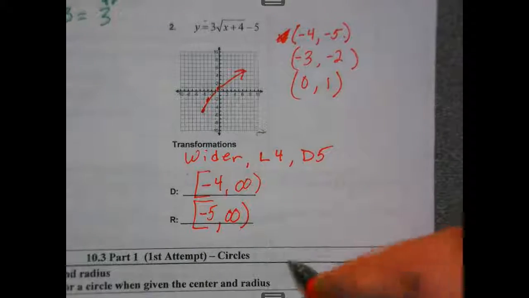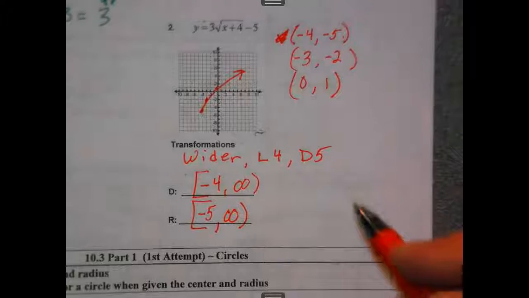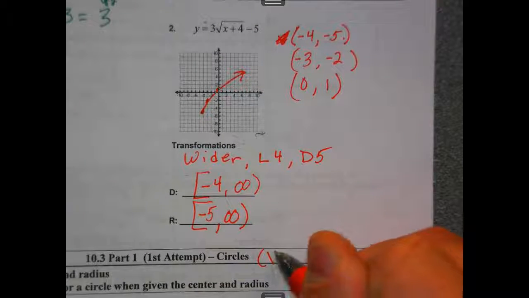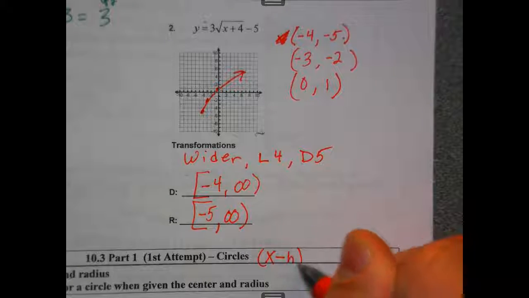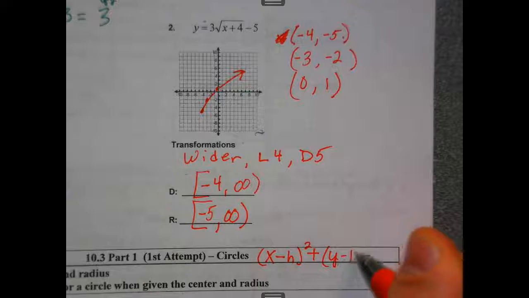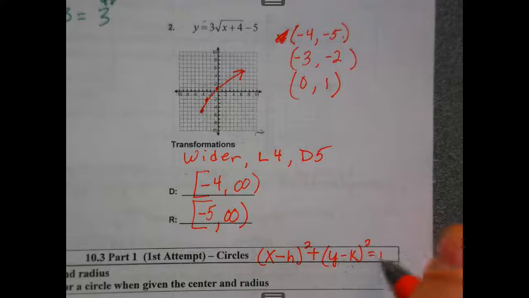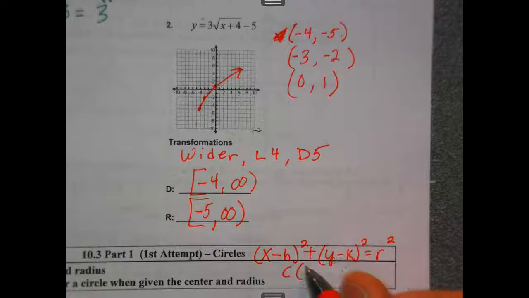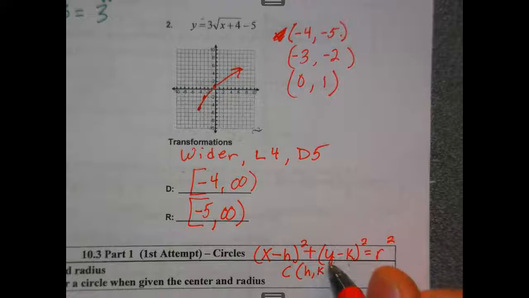Okay, circles. Again, these are your brand new ones. Formula for a circle: x minus h squared plus y minus k squared equals r squared. My center is (h, k), and r is the radius.